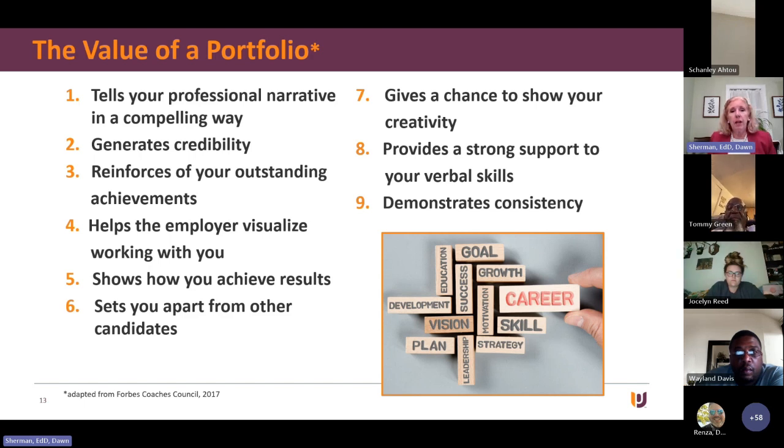I will also say it will set you apart from other candidates. Very few people use a portfolio in an interview. And in the hundreds of people that I have interviewed in my career, I would say I think there were two that used a portfolio. So it's pretty rare, but I will also tell you it's very impressive when someone uses it and they use it correctly. So it will set you apart if you bring it. Now, you might bring it to an interview and never use it. That's okay. And we'll talk about that in a minute too.